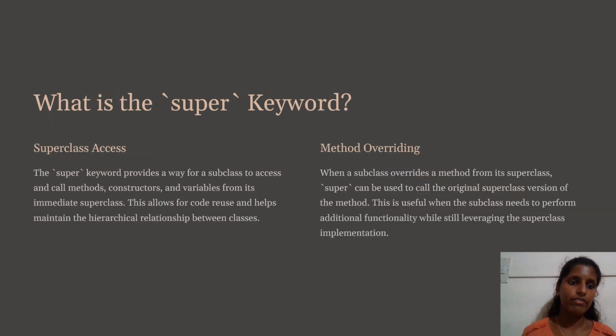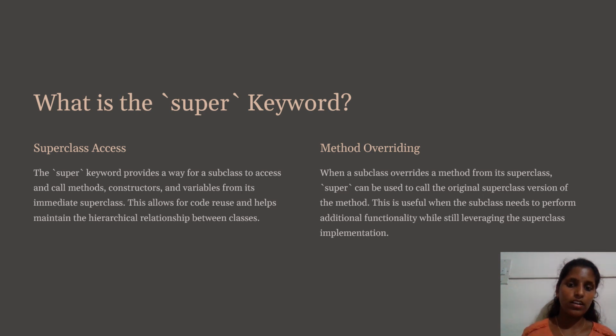What is the super keyword? Superclass access. The super keyword provides a way for a subclass to access and call methods, constructors, and variables from its immediate superclass. This allows for code reuse and helps maintain the hierarchical relationship between classes.